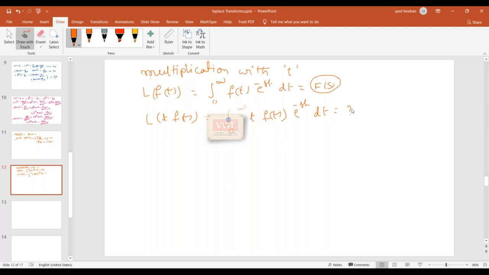How do we handle? For this, if I compare these two, f of t I have, e power minus st I have, extra this t. How to get the t? For this, I'll take only this. From this only I'll move.